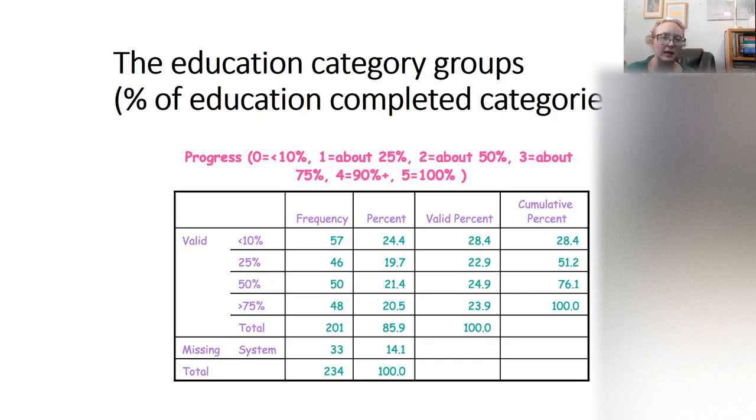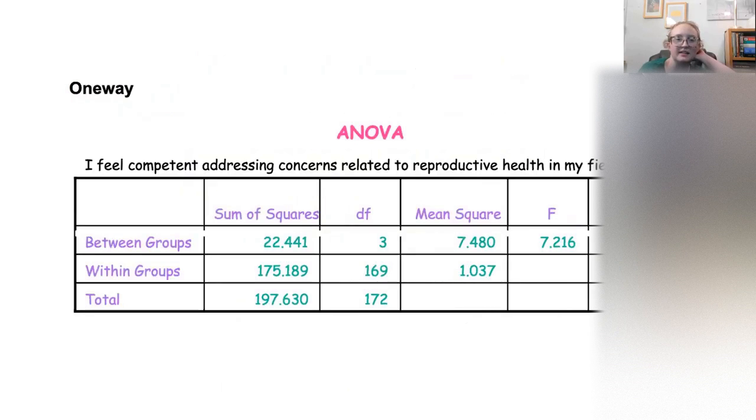And one reason I went with the breakdown that I did, combining 75, 90, and 100, is because that made all the groups about equal size. And there weren't really that many in 90 or 100. So I just thought it made more sense. And then you get the ANOVA result.